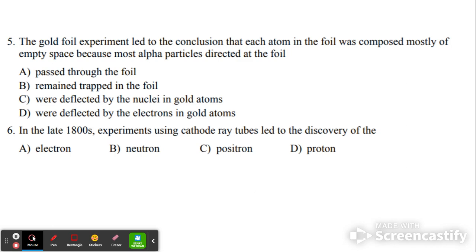Question 5. The gold foil experiment led to the conclusion that each atom in the foil was composed mostly of empty space because most alpha particles directed at the foil, the answer is A, passed through the foil. Question 6. In the late 1800s, experiments using cathode ray tubes, or Thomson's discovery, led to the discovery of the answer is A, the electron.